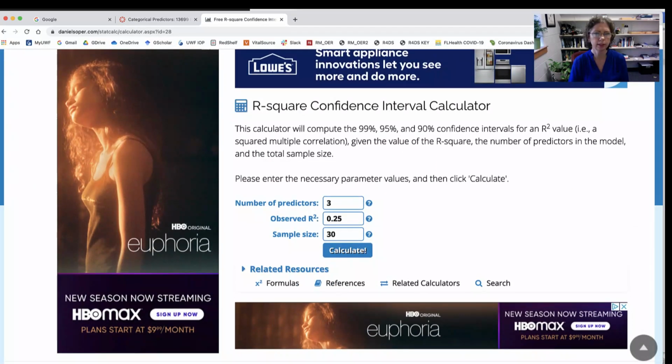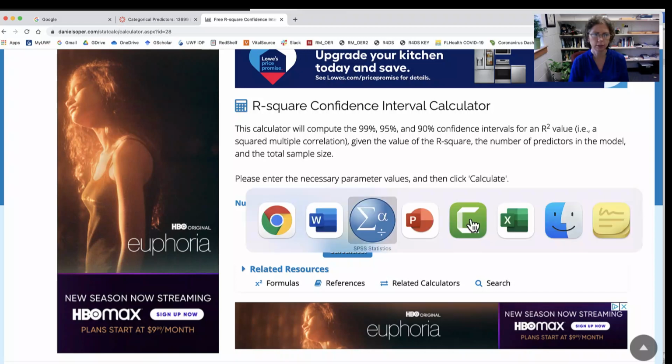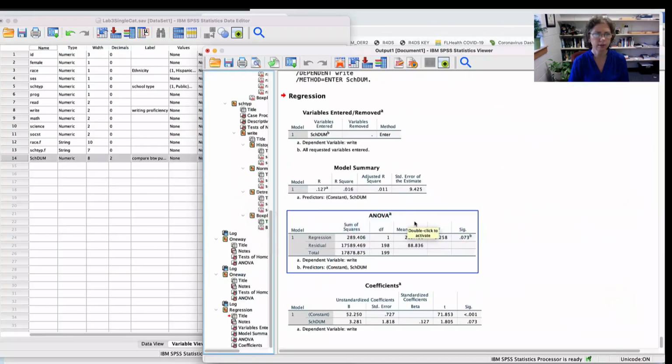Okay, so we need to give this calculator some information. How many predictors? 1, just school type. What was the observed R squared? And what is the sample size? So going back to here, our sample size was 200.